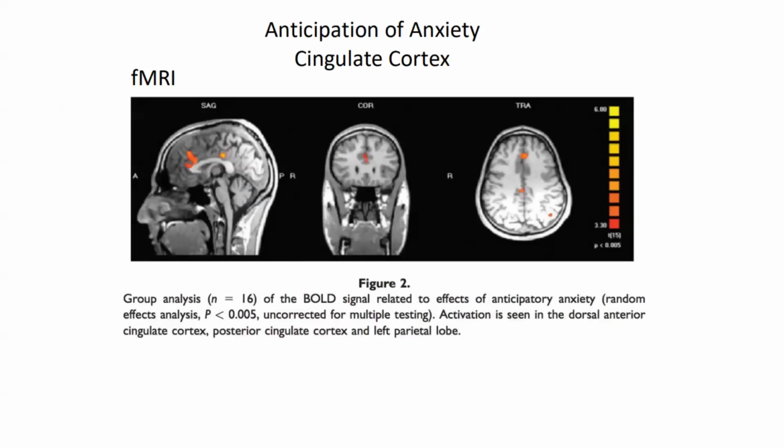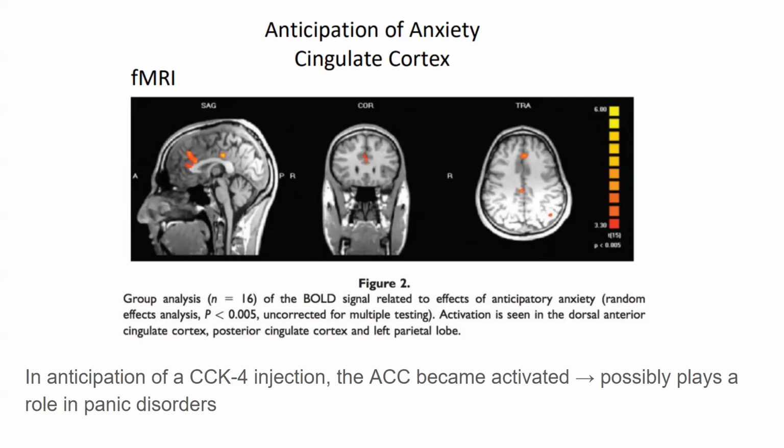All right, and in the same study, they also did an fMRI looking at brain activity. The patients knew there's a point in the study where they were going to receive the CCK4 administration, and they know that CCK4 is going to induce a panic attack, right? So they're anticipating this administration, this anxiety. Upon anticipation of the CCK4 administration, the scientists saw increased activation in the ACC. Because of this, it's possible that the ACC may play a role in panic disorders or anxiety-like disorders, because in anticipation of the anxiety, we had increased ACC activation.